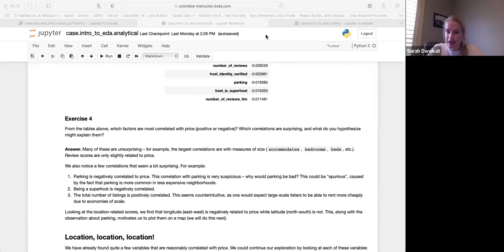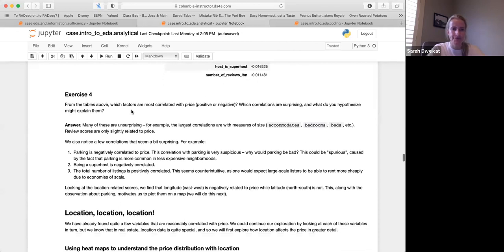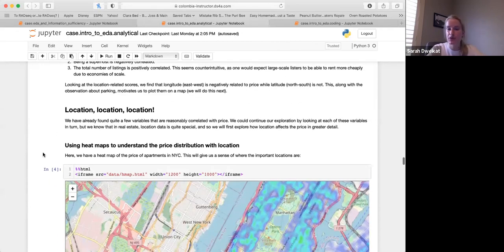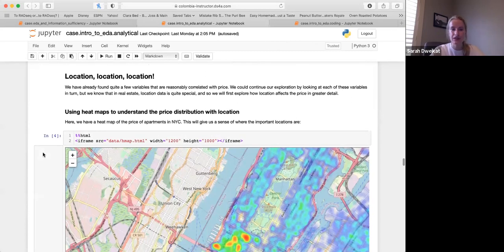Let me check any questions so far. Okay, good comments about these observations. So let's look at location. And remember, we will do the code for this next. So don't worry, we're just going to look at the output for now and think about our thought process for each of these things and how we can analyze our data.